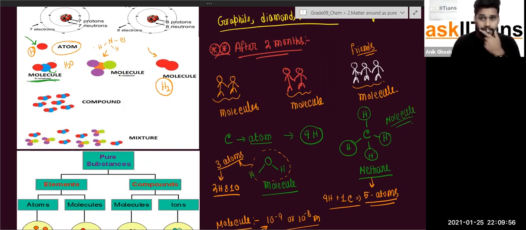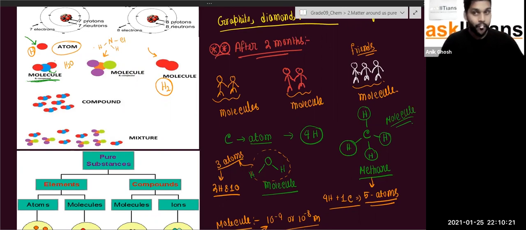So if I ask you this question, what is the smallest unit of a matter? What would be your answer? Definitely it would be atom, isn't it? Atom is the smallest unit of matter. Okay, what is the smallest unit of an element? That is also an atom, isn't it? So this is element. Element is the plural number, and one of it is atom.